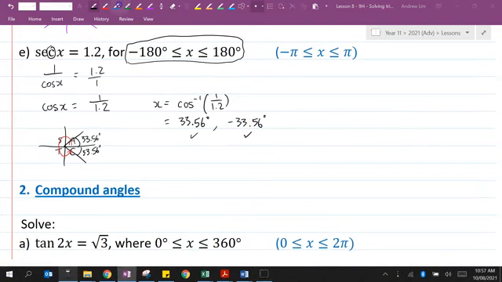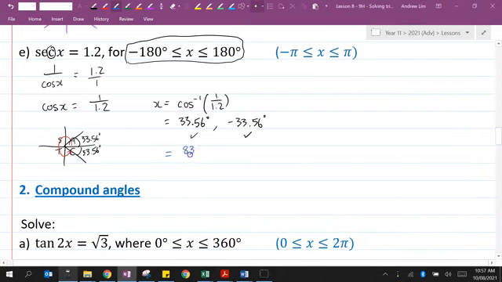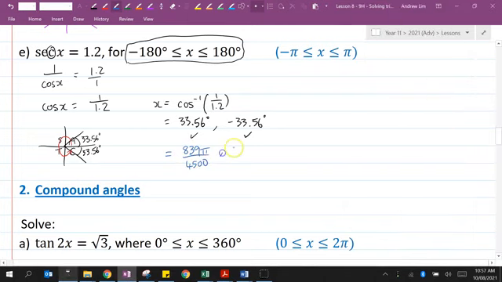Now if we want to convert this to radians, we can. 33.56 divided by 180, which is 839 pi over 4,500. Okay, and the other one will just be the negative version of that.